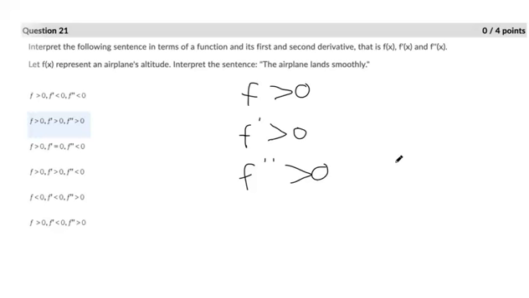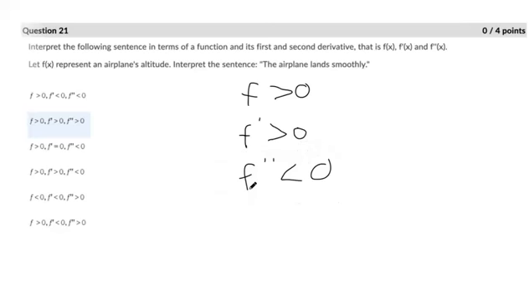Remember, the second derivative talks about how fast the slopes are changing. So if the second derivative is positive, it means the slopes are increasing. We've already determined that the plane's got to be going forward, right? They'll be landing on that runway. So the second derivative needs to be less than 0. It's going forward, but the slope should be slowing down.